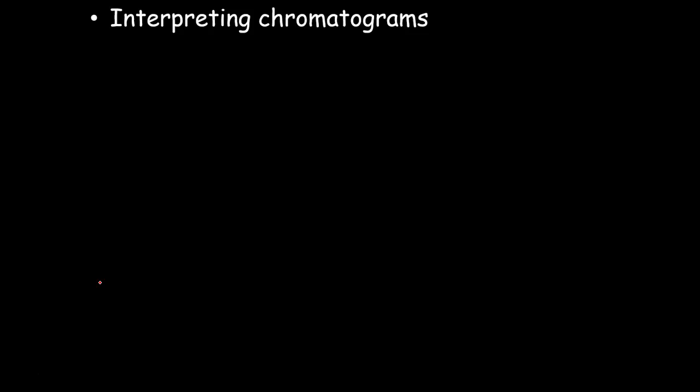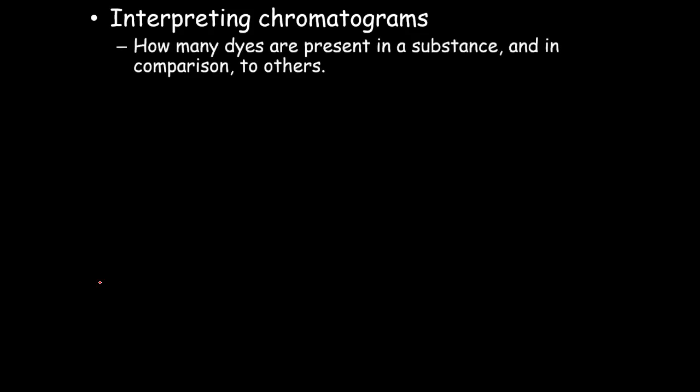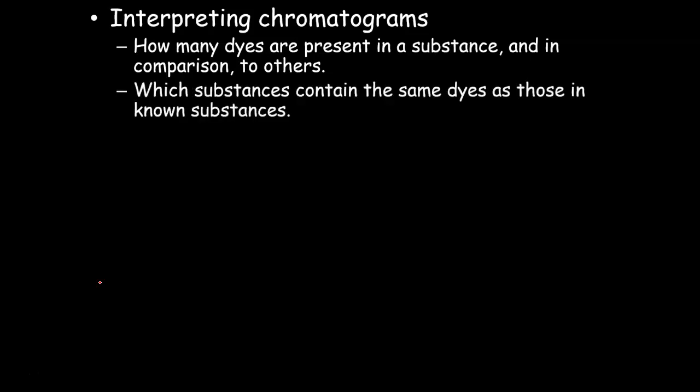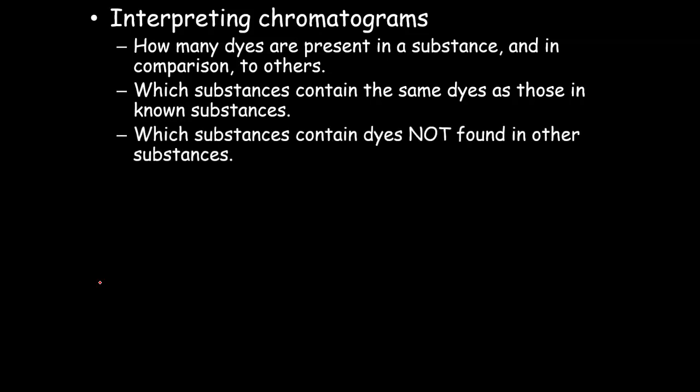Now in exam questions, analyzing real chromatograms is actually quite hard. So what you are going to be given instead is one with specific dots, which makes it a lot easier to analyze. So there are three things you have to do when you're interpreting these chromatograms. First off, you need to say how many dyes are in a substance and in comparison to others. You need to be able to say which substances contain the same dyes as those in known substances. And you also need to say which substances contain dyes not found in other substances.